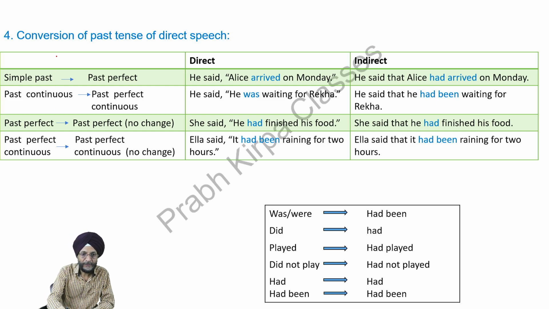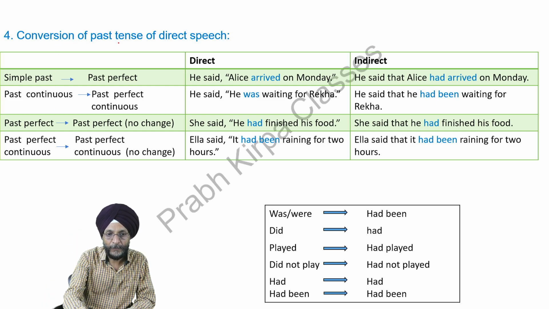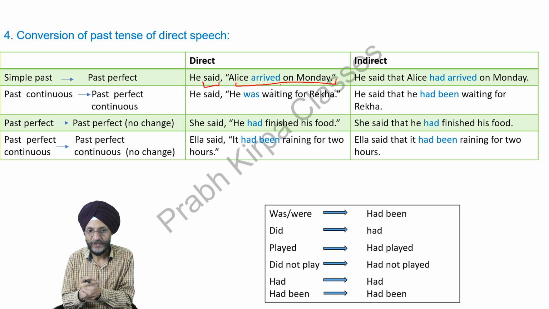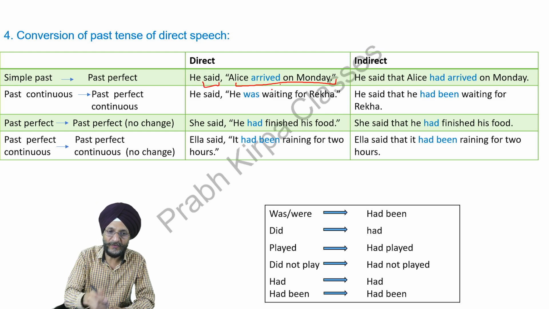Now we come to how to convert the past tense of the direct speech. That is, if this part of the sentence, that is the reporting verb, is in the past, and this part of the sentence, that is the reporting speech, is also in the past, what will happen then? Then we have also to convert it.